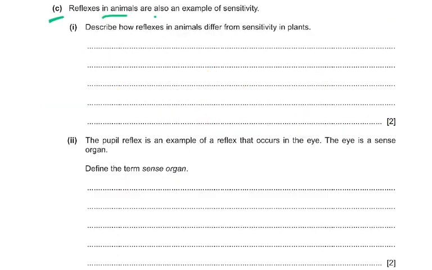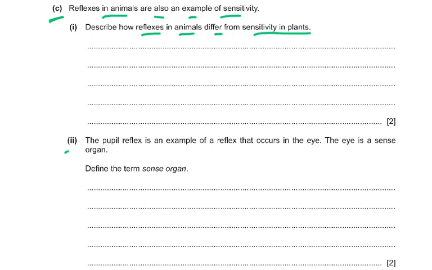Part C: reflexes in animals are also an example of sensitivity. Describe how reflexes in animals differ from sensitivity in plants. So you could have said reflexes respond faster, reflexes use electrical impulses or neurons, or it's the nervous system which is involved, and the reflexes are shorter lived, and reflexes are not a growth response. So that is how you will explain these two things.